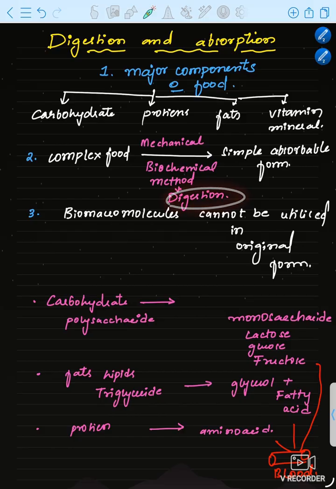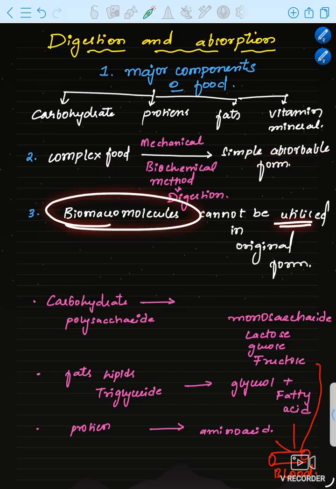Digestion is the process in which complex food is broken down into simple and absorbable forms by mechanical means, that is churning, and biochemical means, like salivary amylases and all the enzymes. That is the mechanical and biochemical method. This process is known as digestion. Why is complex food broken down into simple absorbable forms? Because biomacromolecules cannot be utilized in their original form.